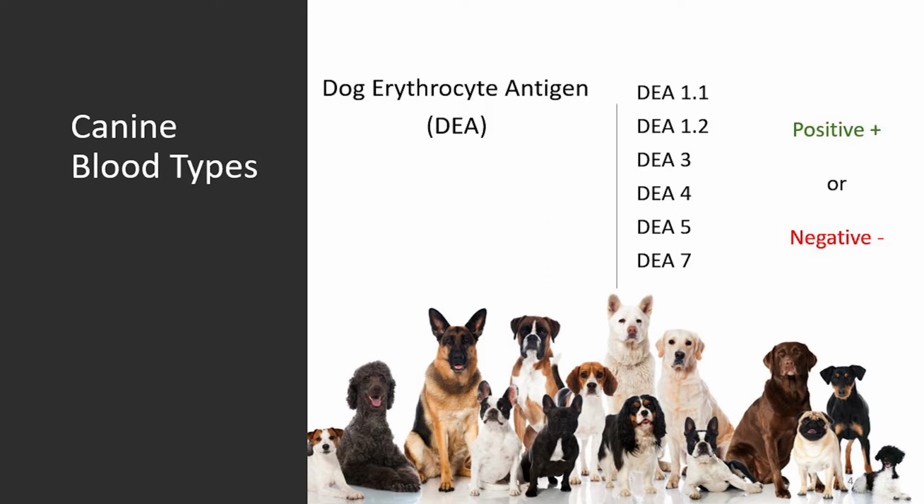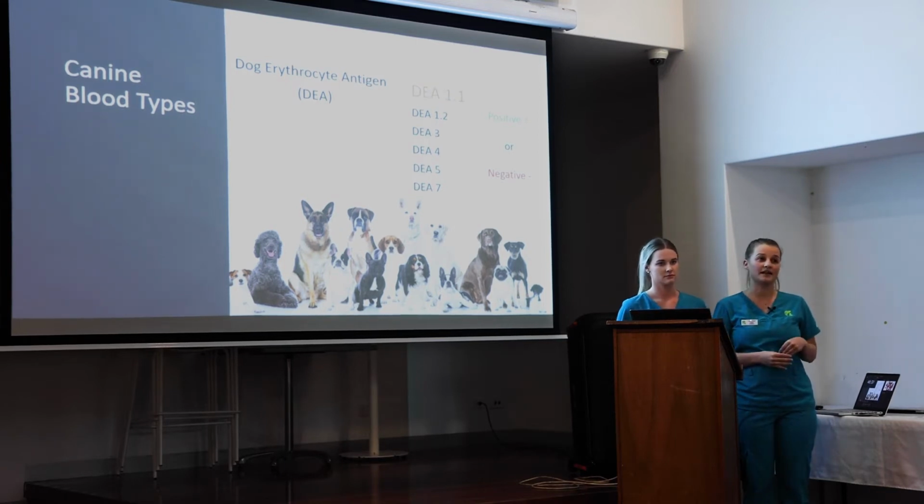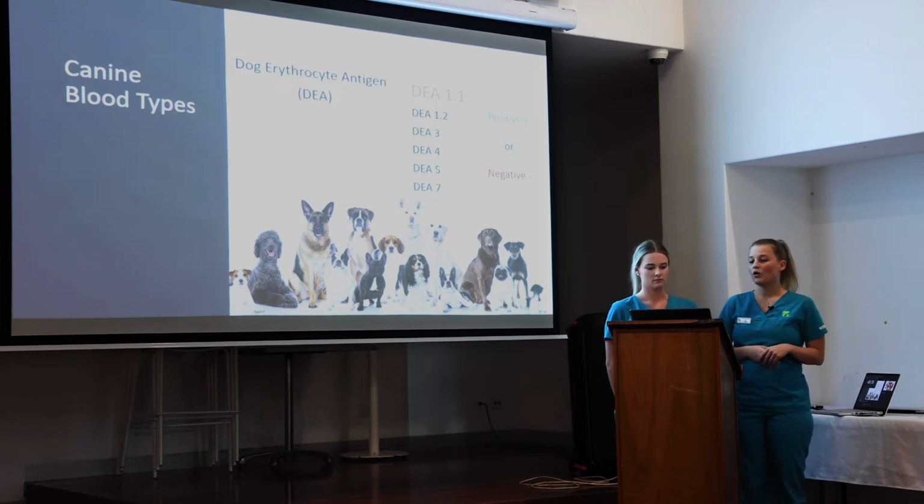DEA 1.1 is the only blood type that we test for, because it's the only antigen that would cause severe acute reactions if the patient were to receive the wrong blood type. All other mismatched antigens will only cause minor reactions and usually don't cause any harm to the patient.